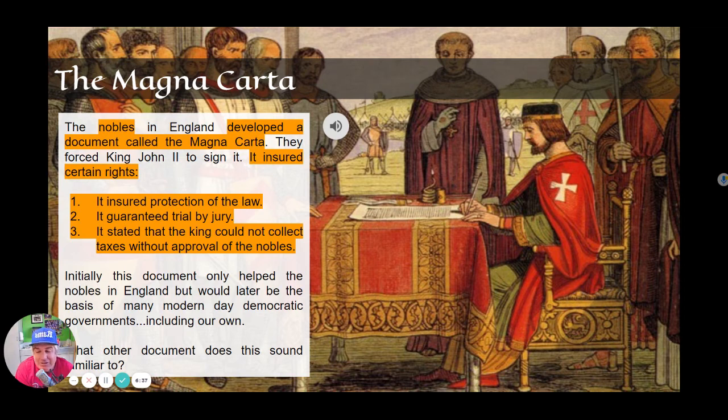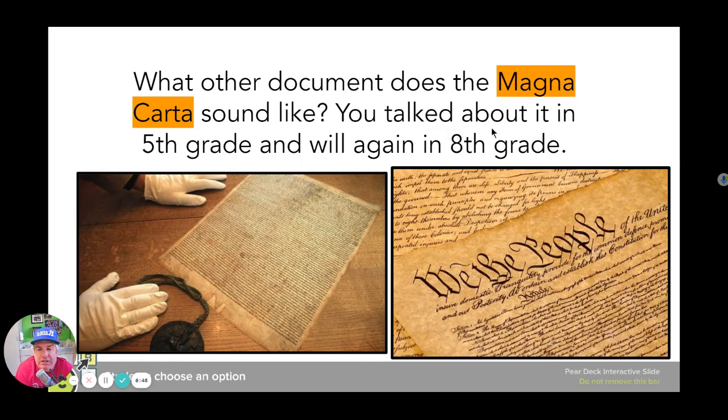And it sounds a little bit like another document, something similar to one that we might have in our own government. So let's think about that. What does it sound like? Something you probably talked about in 5th grade. You're going to talk about a lot in 8th grade. And there's always a lot of discussions. There's a ton of discussions going on with it right now. So which document does the Magna Carta sound a lot like?